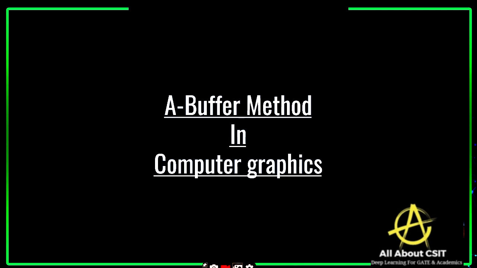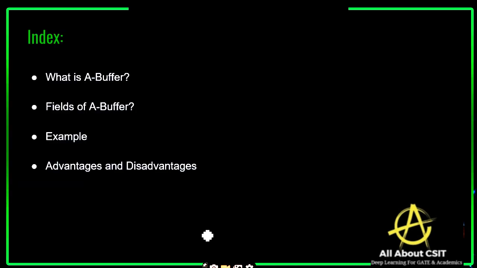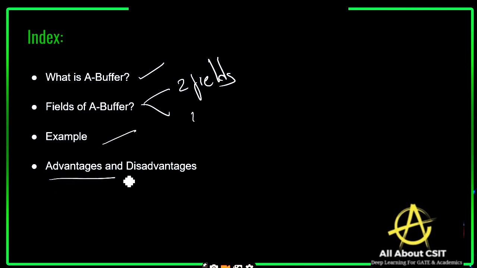Today we will see another concept in computer graphics, that is the A-buffer. Now let's see what topics we are going to cover in this video. What exactly the A-buffer is and what fields are present. Generally there are two fields present in the A-buffer. We will see those two fields and an example, and finally we will see the advantages and disadvantages of using the A-buffer concept.